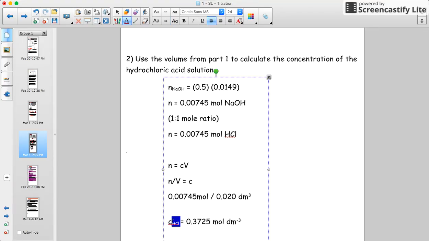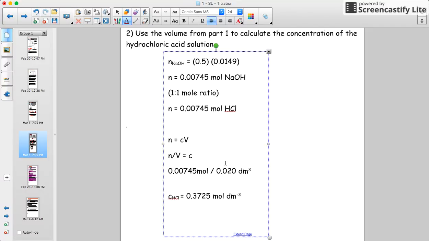Now, eventually we'd want to go through with uncertainties, turn them into percentages, and turn them back into an absolute uncertainty here, but for the sake of the video, I'm not going to do that. We'd probably end up rounding this to about 0.37 or 0.373 moles per dm cubed.